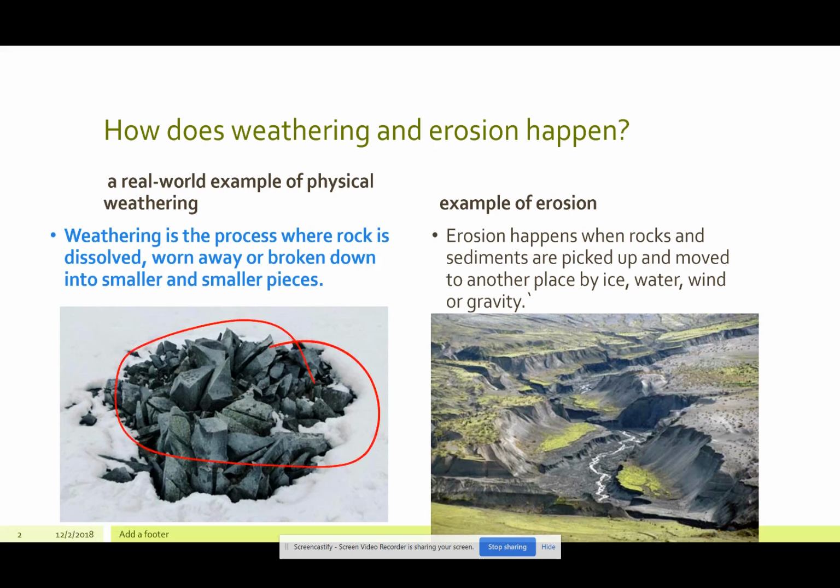The water gets into the crack and joints in bedrock. The water freezes and then it expands and cracks open a little wider. Over time, pieces of rock can split off a rock face and big boulders can be broken into smaller rock and gravel. Now, an example of erosion happens when rock sediments are picked up and moved to another place by ice, water, wind, or gravity.